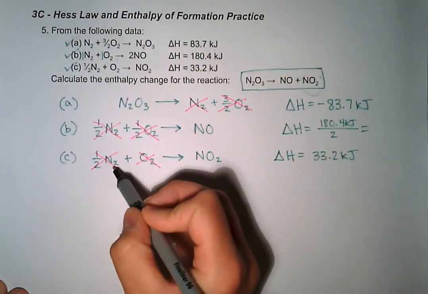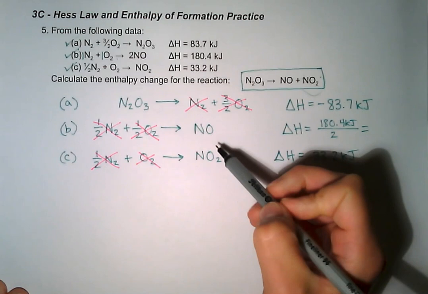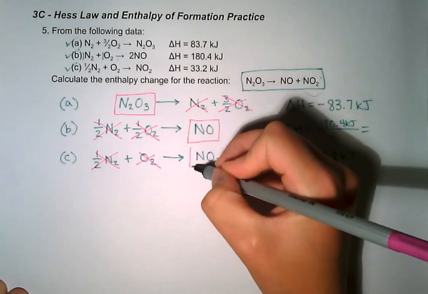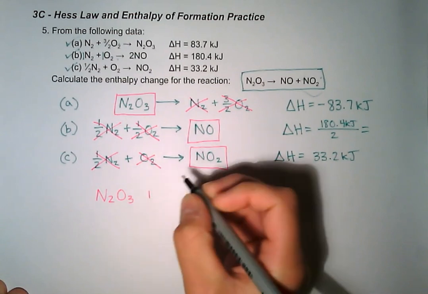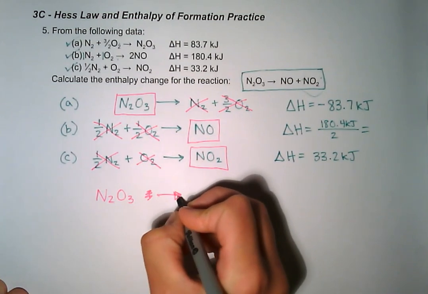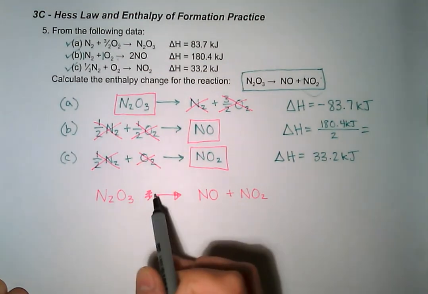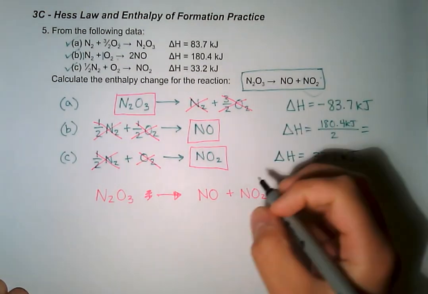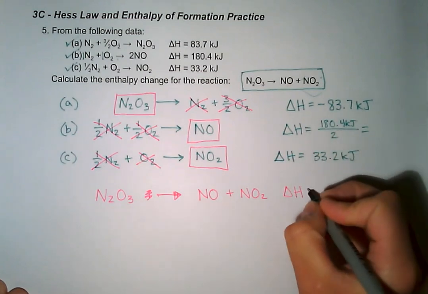The N2s cancel out. Now I have N2O3 on my reactant side, and I have NO and NO2 on my product side, so I'm going to box those in. None of these are going to cancel out. So now I'm just going to rewrite these out. N2O3 is the only thing on my reactant side, so I don't need a plus sign, I just need an arrow. It gives me NO and NO2. And I'm going to double check that this is indeed the same reaction as our target reaction. So all we have left to do is to add up our delta H values to find the delta H of our target reaction.